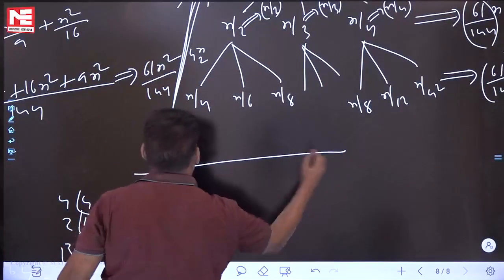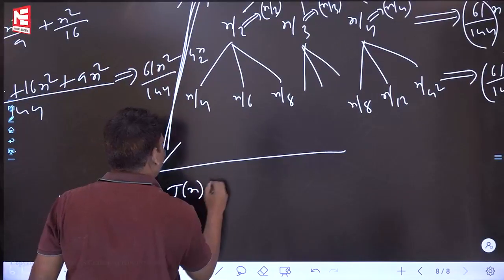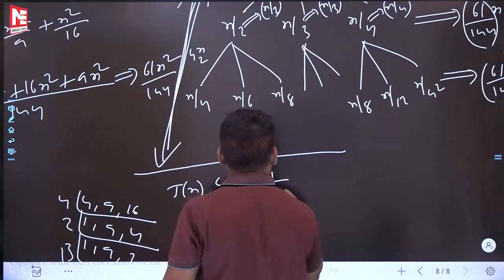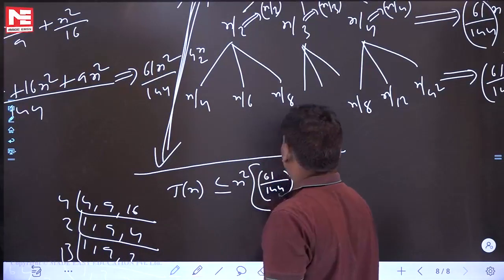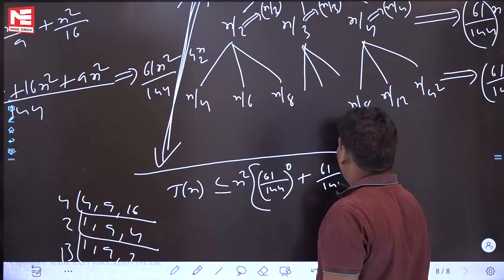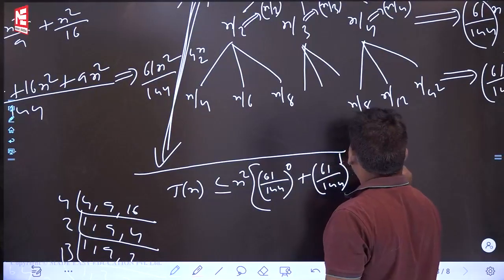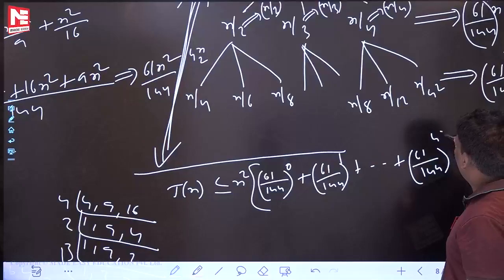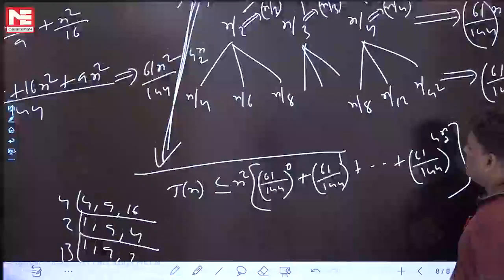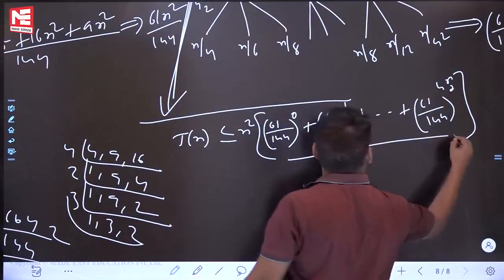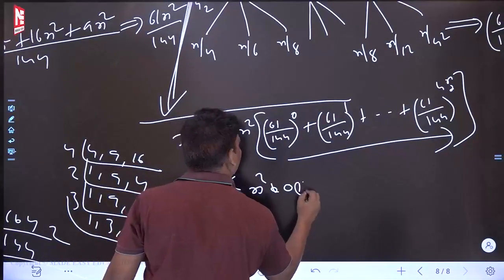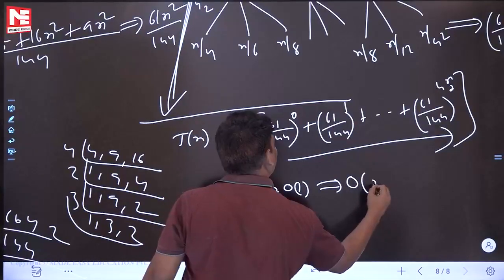Now let me add the series. Tn is less than or equal to n square times the common part. What is the remaining? 61 by 144 whole power 0, 61 by 144 whole power 1, and so on. Lastly, 61 by 144 whole power log n base 2. And one more thing, it is the GP series where the R value is less than 1. Same story: n square into big O of 1. Finally, big O of n square.